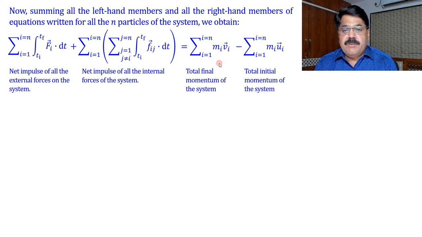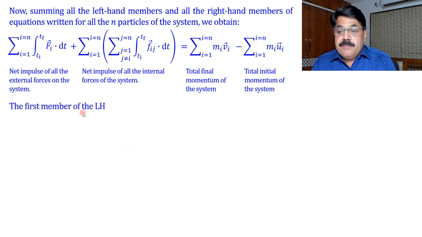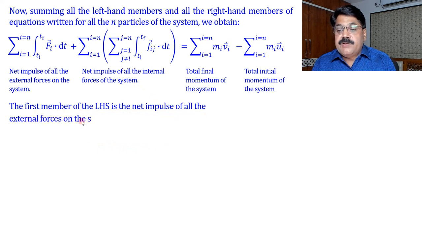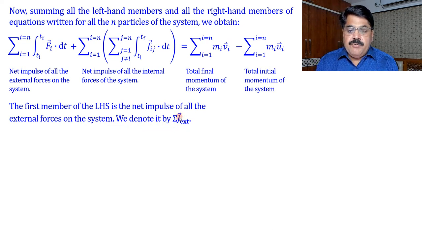Of course, this equation we have written to understand the idea, but you can see these notations are too complex to use several times. So we simplify the notations and try to understand each and every term. The first member of the LHS is the net impulse of all the external forces on the system. We denote it by summation J external vector. For impulse we use the letter J. So this term we represent by summation J external. Similarly, this term we represent by summation J internal.